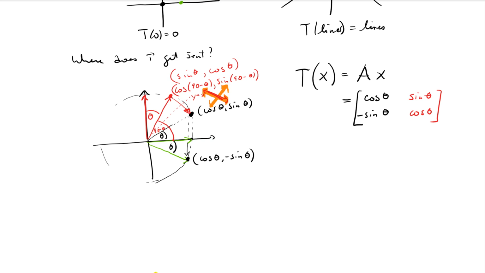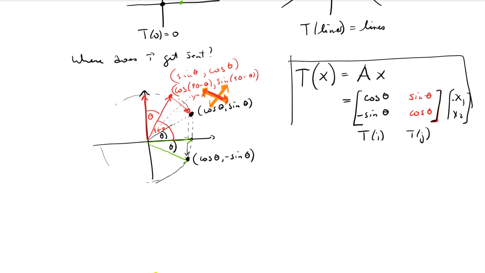And that's A. That's my matrix A. So here we have T of I and T of J, and we're kind of done. This would be x1, x2. So that's our answer here. T of x is this.